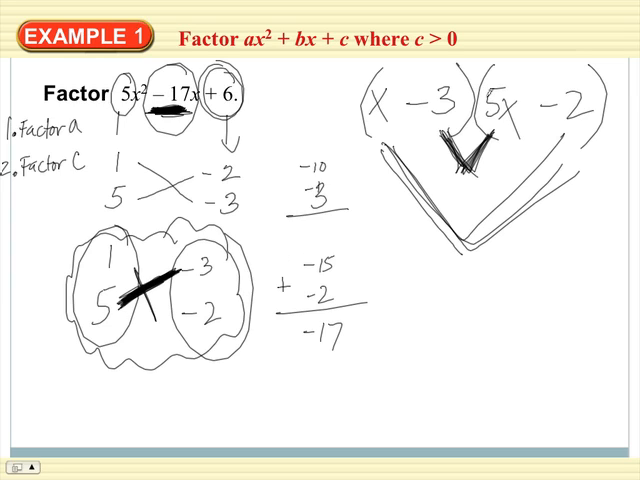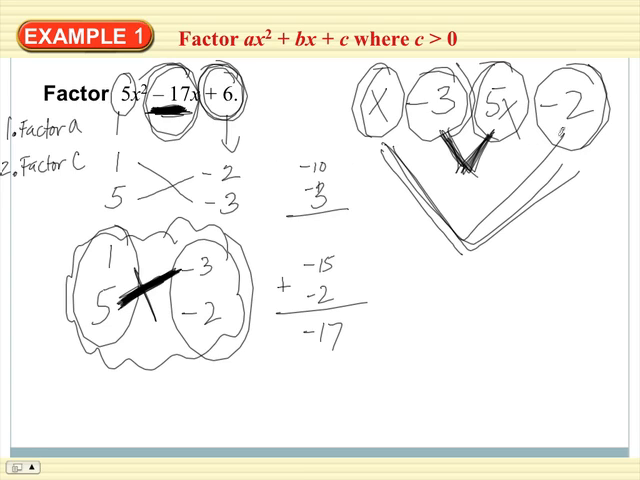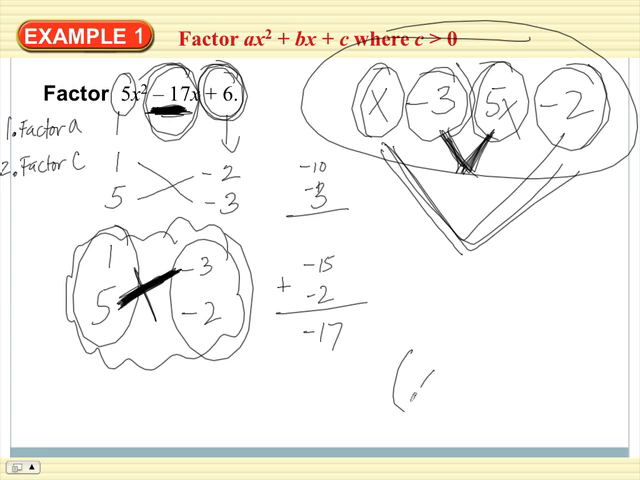So how do you know if this is right or not? A quick check. You should never, ever get the wrong answer here. Why? Because all you have to do is say, how do I get 5x squared? x times 5x. Check. How do I get positive 6? Negative 3 times negative 2. Check. How do I get negative 17? Outside and inside. Inside is negative 15. Outside is negative 2. Check. Done. I know it's right. There's no way it could be wrong. You understand that? So nobody should ever get these factoring problems wrong. So, here's your factors. Circle those. x minus 3, 5x minus 2, done.